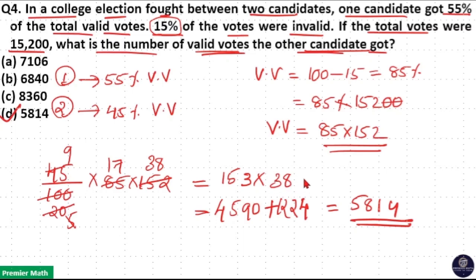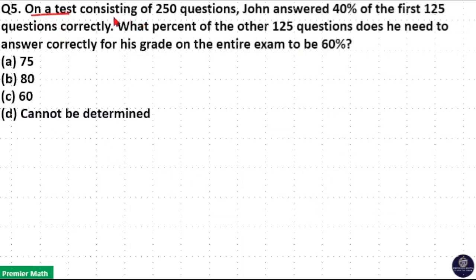Actually 38 30 plus 8 and 30 into 153 is 4590 and 8 into 153 is 1224. So do that way. On a test consisting of 250 questions, John answered 40% of the first 125 questions correctly. What percentage of the other 125 questions does he need to answer correctly for his grade on the entire exam to be 60%? Here, he needs to get 60% on the entire test.